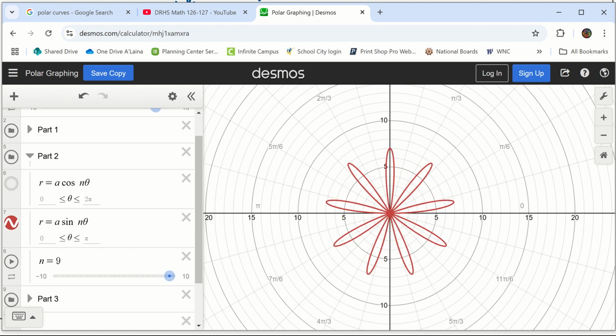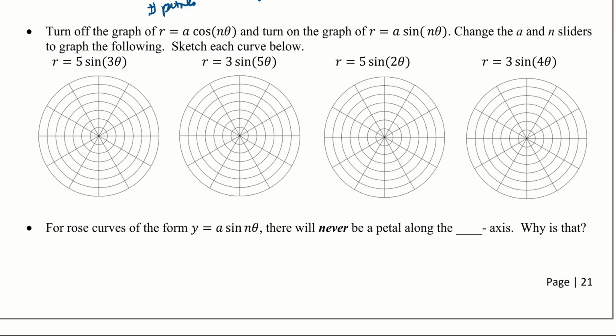All right, so now what I'm going to do is pause this video so that you can go back to the Desmos, change the sliders, and sketch these graphs, and then we'll restart and talk about some patterns here.